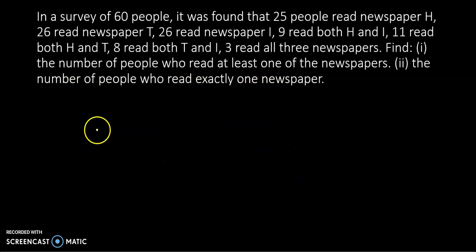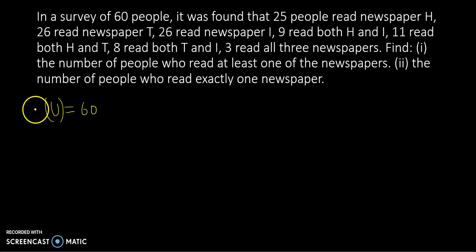Let's see a little more complicated problem. In a group survey of 60 people, so there are a total of 60 people in the survey. So the number of people in the universal set is 60. So that is what I'm going to write. Let me write it a little better.